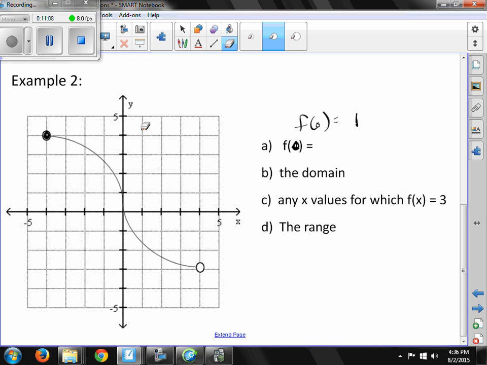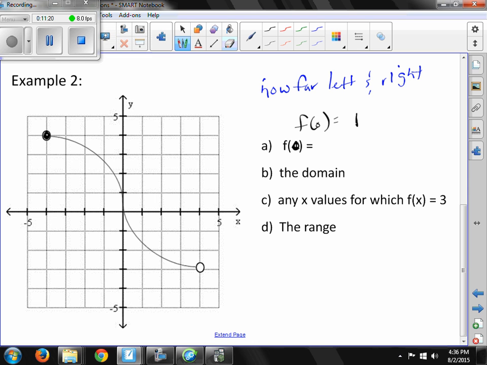The domain, let me erase what I've got here. For the domain, we want how far left and right does it go. The graph, how far left does it go? It goes all the way to -4, and it includes -4. This is supposed to be a filled in circle. I don't know why that didn't stay filled in. How far right does it go? It goes all the way to +4 on the x-axis.